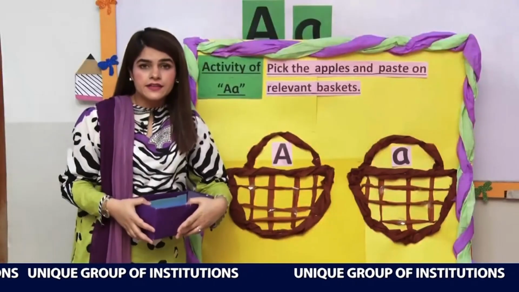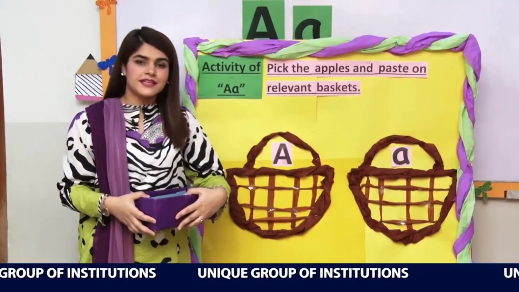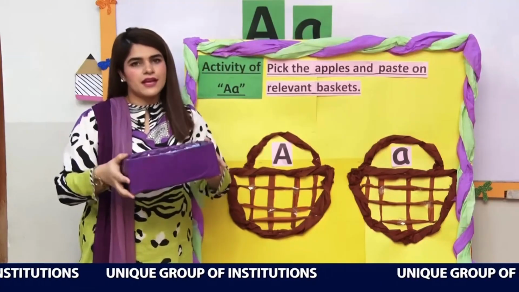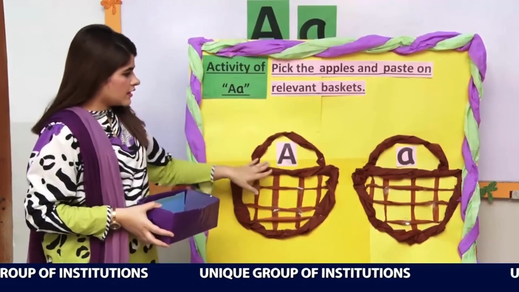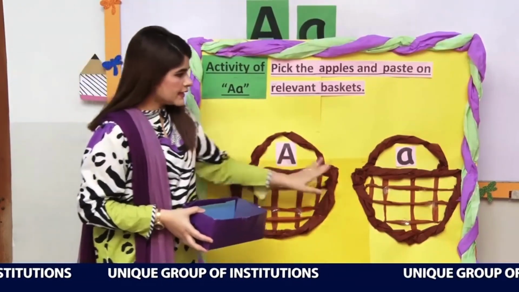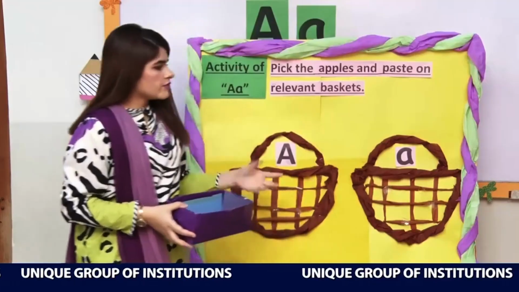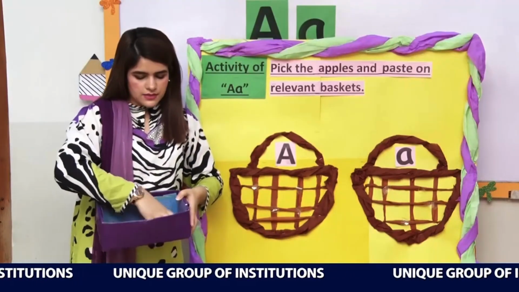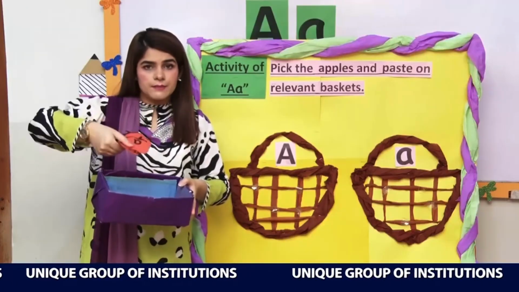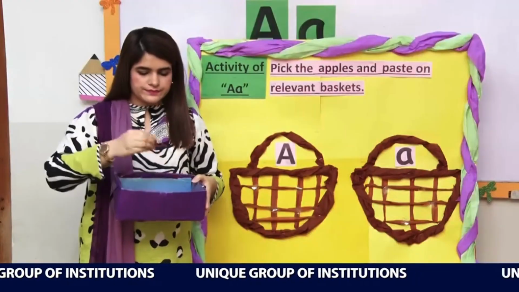So after the writing introduction of A, we are going to do an activity. You can see a box in my hand and you can see this board. We have two baskets here with the letter capital A and the letter small a. What we have to do? I have so many apples in this basket. You can see I have so many apples, and what is this?